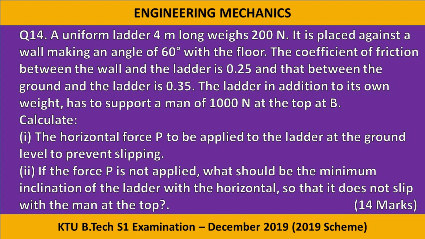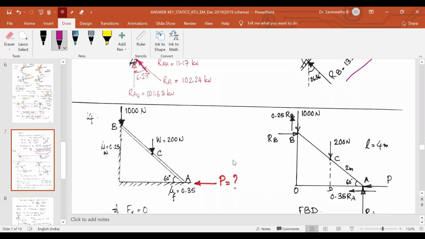If the force is not applied, what should be the minimum inclination of the ladder with the horizontal so that it does not slip with the man at the top? There are 2 parts for the question. We'll see one by one.